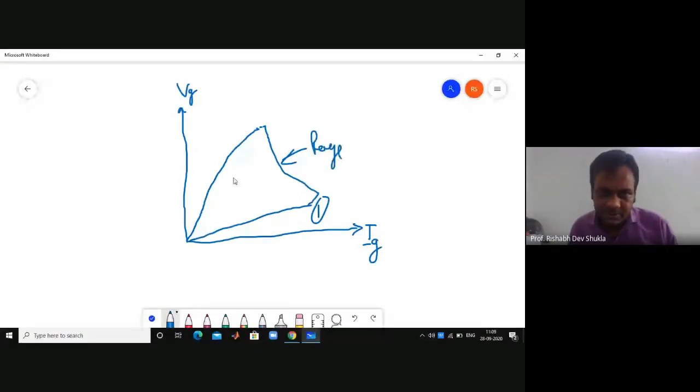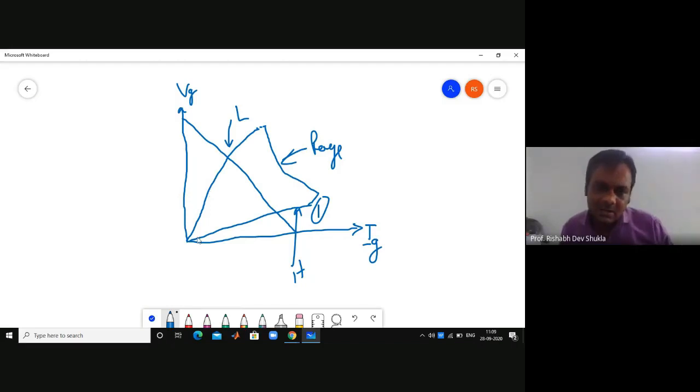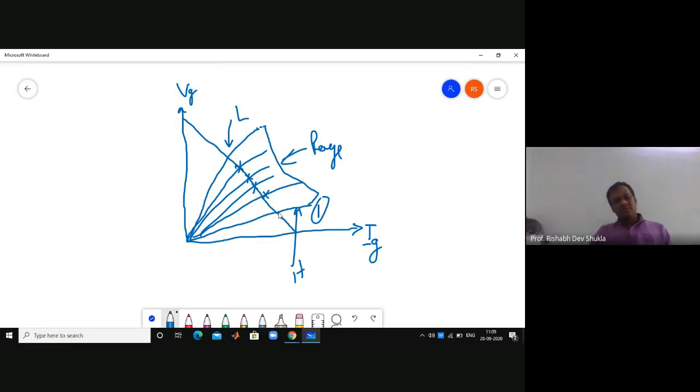So how can the operating point be taken? We have to draw the load line. This is your lightly doped characteristic, L, and this is for the highly doped characteristic, H. That means all other patterns should lie between these two. This can be an operating point, this can be an operating point, this can be an operating point. So all other operating points must lie between these two.